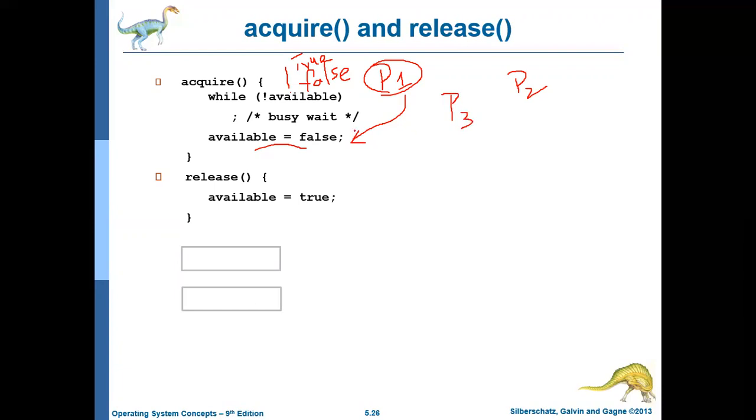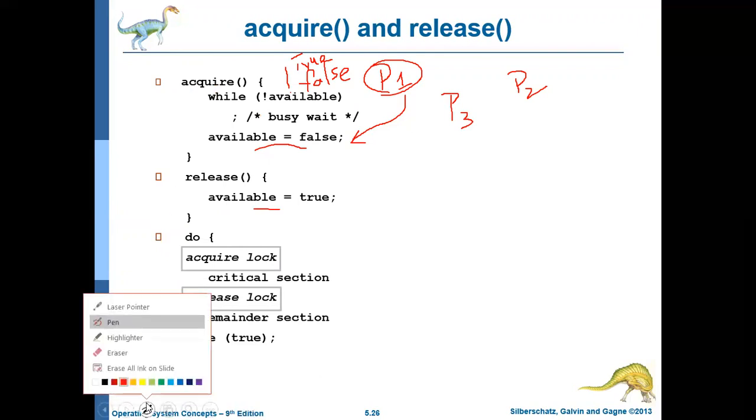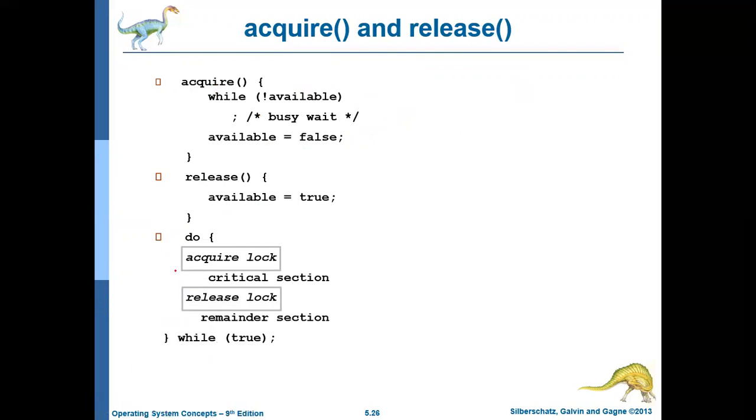Similarly, after accessing the critical section, it will release the lock. For releasing, it will just make available true. This is how acquire and release work, and this is how it can be used in a particular program.